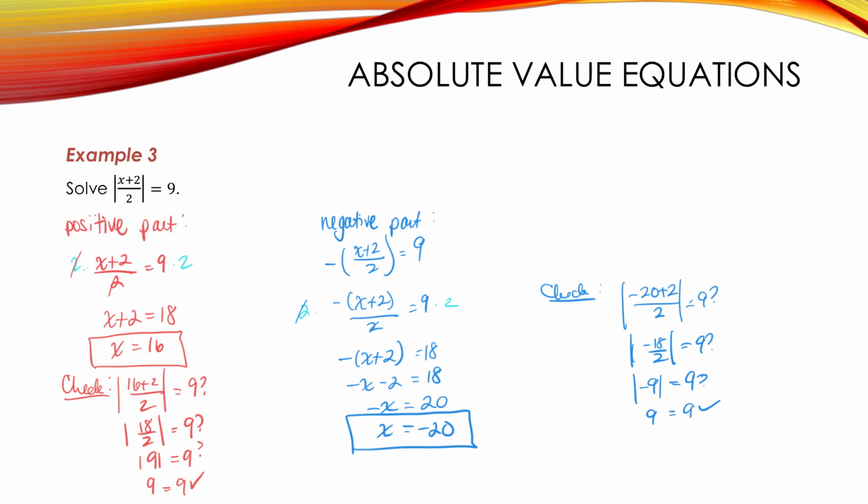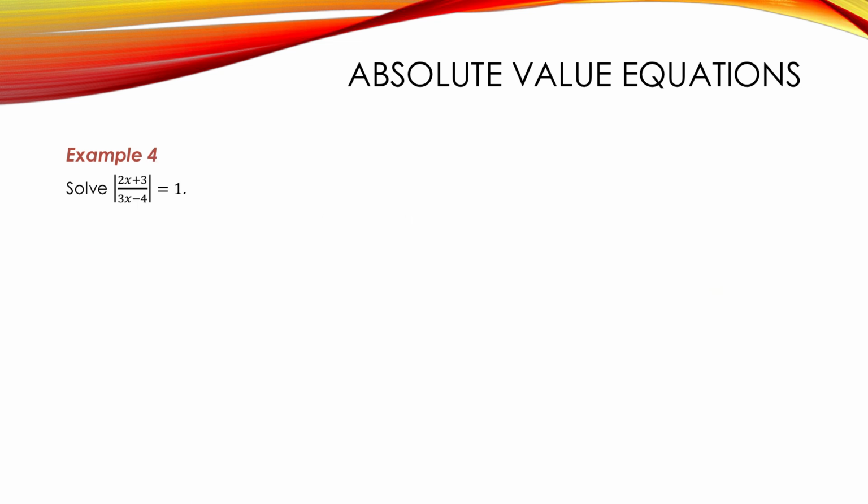We're going to try one more, and it's also another fraction. The next one's a little more complicated, but we'll get there in the same way, step by step. So let's try this one. Example 4 says solve the absolute value of 2x plus 3 over 3x minus 4 is equal to 1. In the same way, we have a positive part and a negative part. For the positive part, we're just going to have 2x plus 3 over 3x minus 4 equals 1. And the way we're going to get the 3x minus 4 across is we're just going to multiply both sides by 3x minus 4.